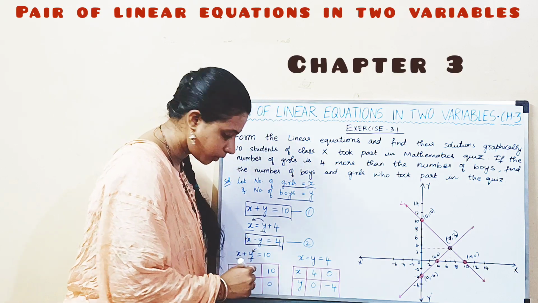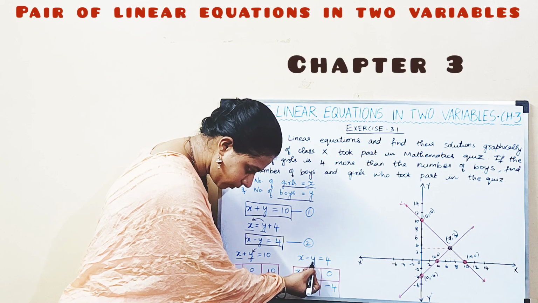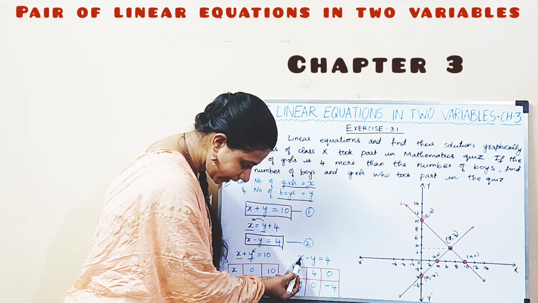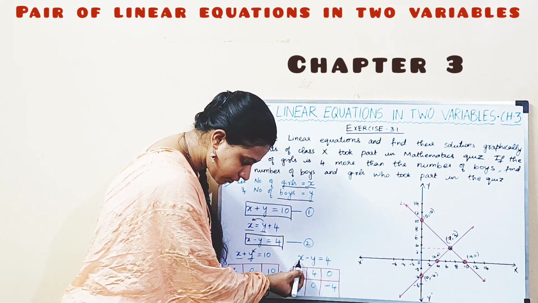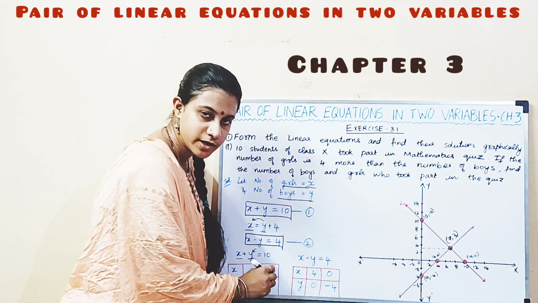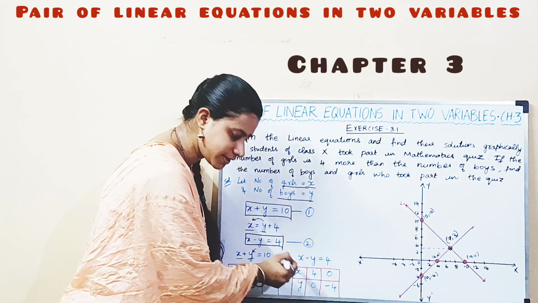For finding the values, what will we do? First we will put y equal to 0. So what will we get? x minus 0 is equal to 4, so x will be equal to 4. So the first point we are getting here is (4, 0).